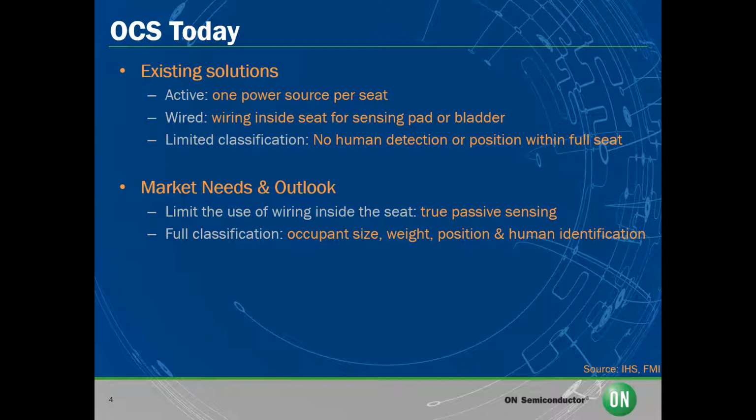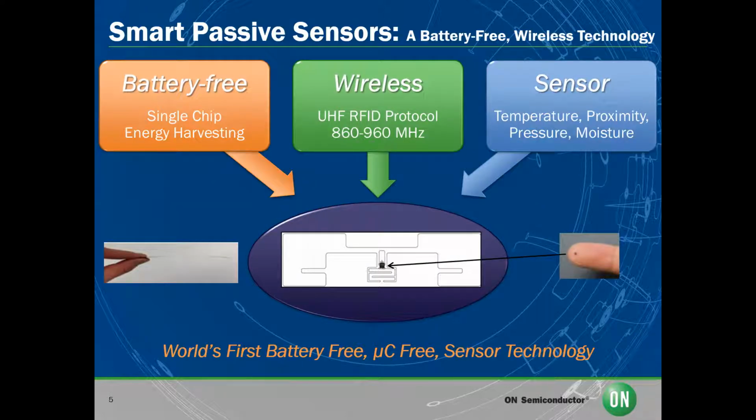The smart passive sensors have the capability for pressure sensing, which is used in this application, as well as moisture detection, temperature detection, and proximity detection, to name a few. On the left of your screen, you can see one of our smart passive sensors in actual size. They are as thin as paper, only a couple inches long, and can be placed on almost any surface that you need. Again, these are completely battery-free wireless sensors that utilize a single chip inside called Magnus for energy harvesting and utilizing the ultra-high frequency RFID protocol for data transfer.